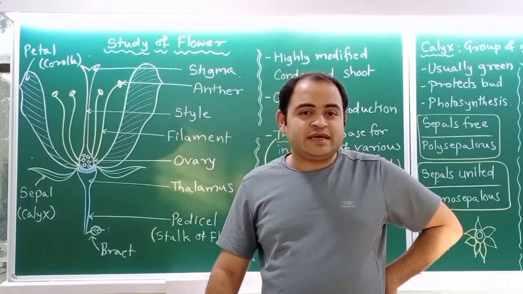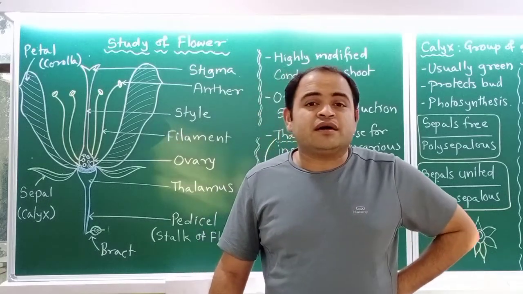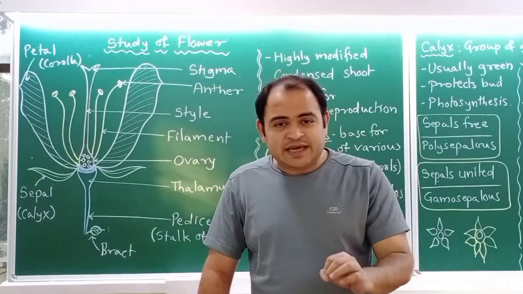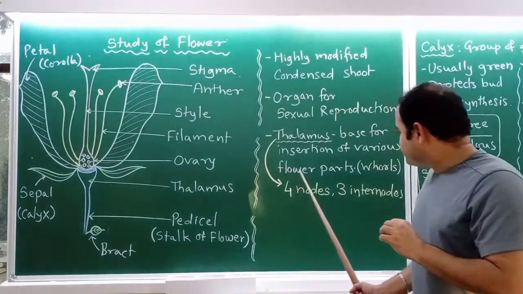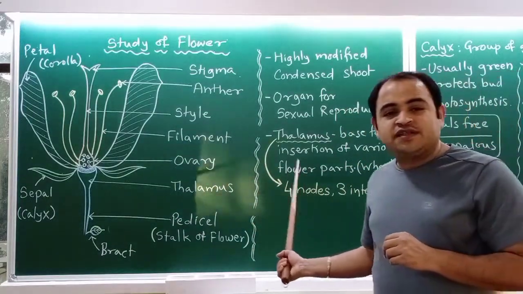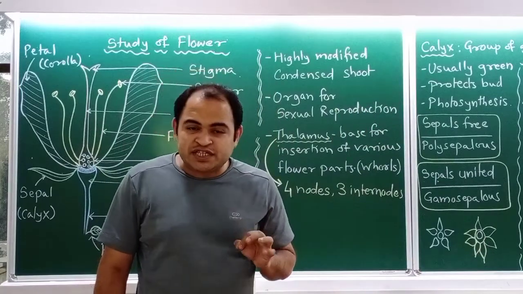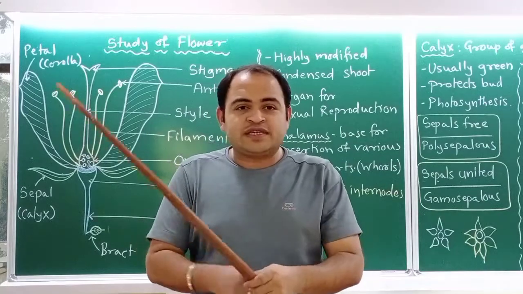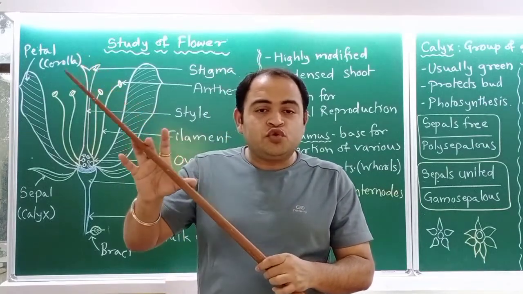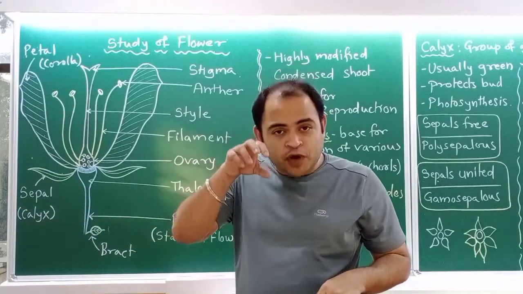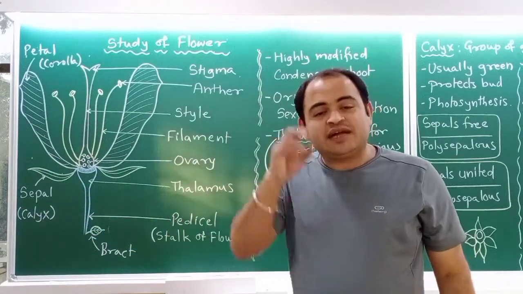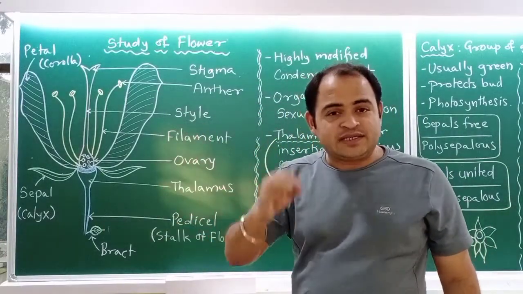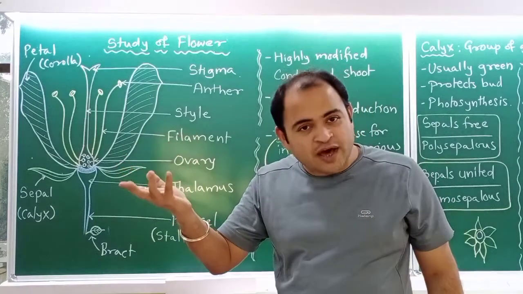The reason behind this is they didn't understand the principle of science, principle of subject, principle of that particular topic. When I say there is a presence of 4 nodes and 3 internodes in the thalamus, that means thalamus is condensed shoot. A shoot always shows the presence of nodes, and between 2 nodes there will be an internode. If you understand this principle, it will be very helpful to understand the exact structure of thalamus, the exact structure of flower.